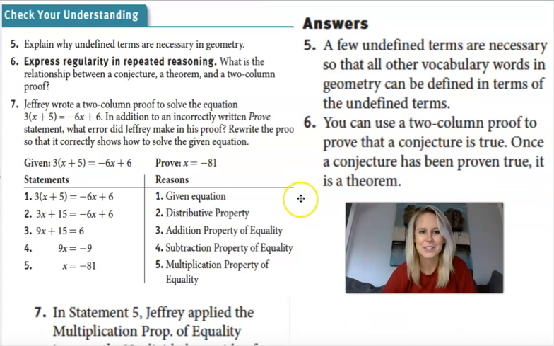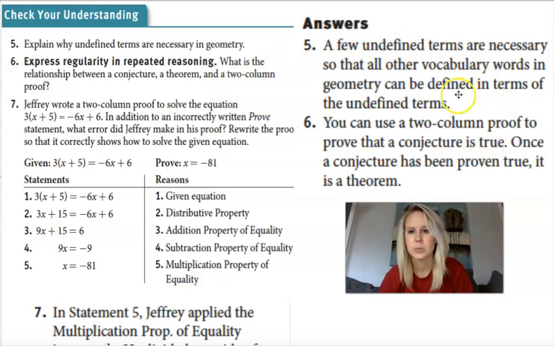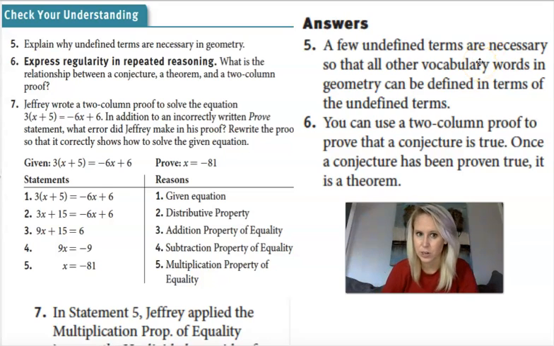So here are some answers. So explain why undefined terms are necessary in geometry. So a few undefined terms are necessary so that all other vocabulary words can be defined based on those undefined terms. So basically, we need line, point, and plane so that we can create other definitions to learn in geometry.